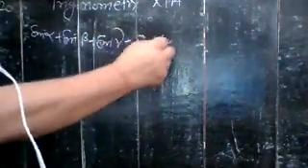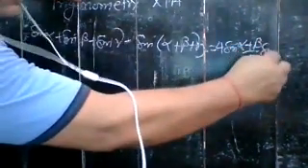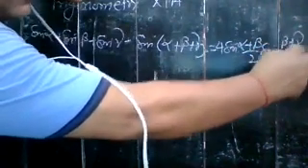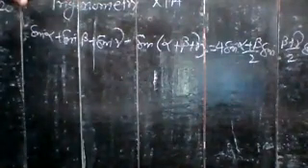Prove that sine alpha plus sine beta plus sine gamma minus sine of alpha plus beta plus gamma is equal to 4 sine of alpha plus beta by 2, sine of beta plus gamma by 2, into sine of gamma plus alpha by 2. So you prove that question.